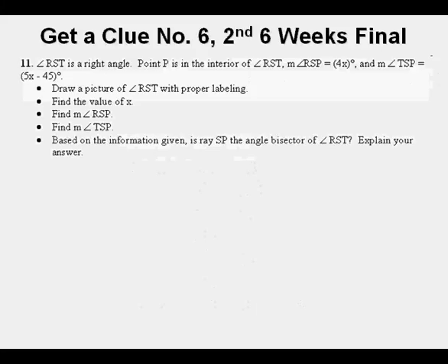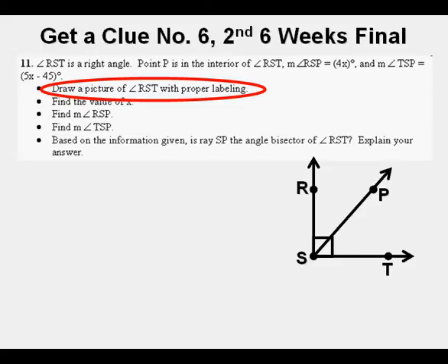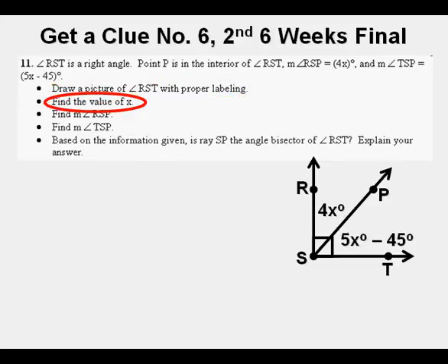Now for problem 11. For this problem, it's a case of following the instructions. The first task is to draw angle RST with proper labeling. It's a right angle, so this is what it looks like, and then point P is in the interior of the angle. Then angle RSP is 4x degrees, and angle TSP is 5x minus 45 degrees.